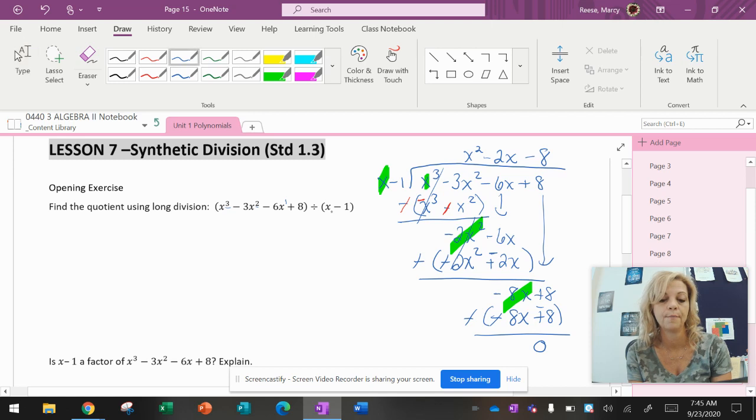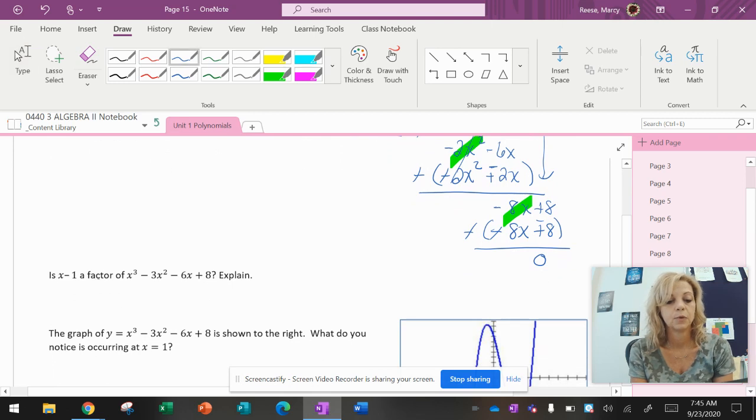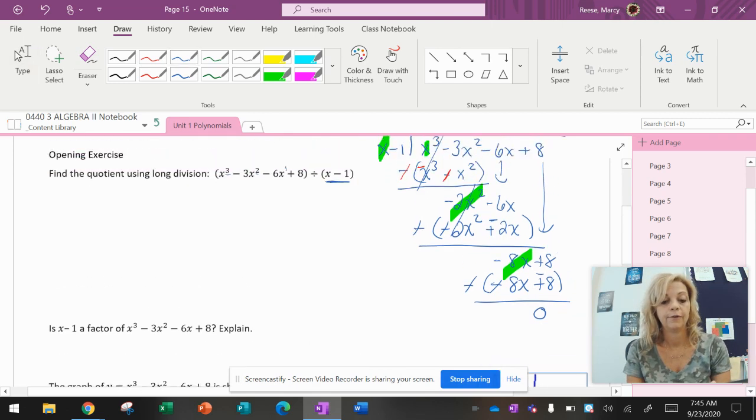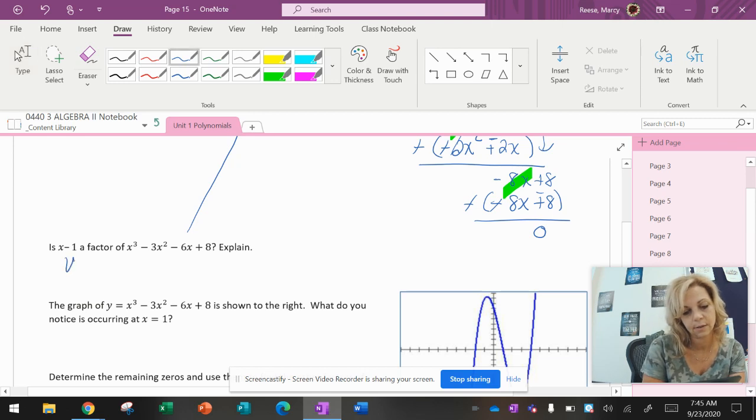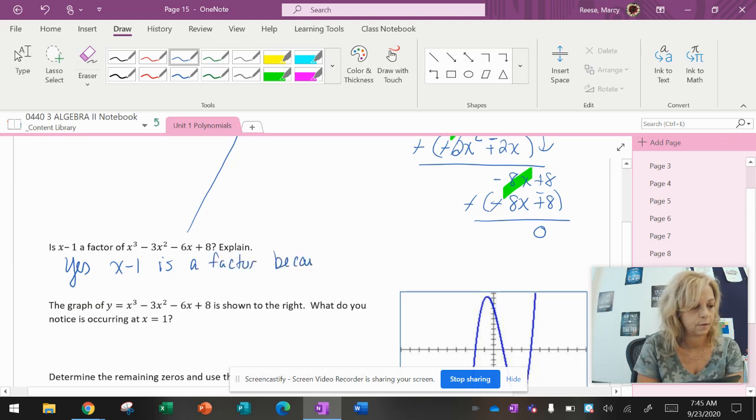So here's the question. Okay, now go back to the problem. This x minus 1, that is what we did the division with. It says, is x minus 1 a factor of that polynomial x cubed minus 3x squared minus 6x plus 8? And we're going to say yes. X minus 1 is a factor because when divided, the remainder is 0.